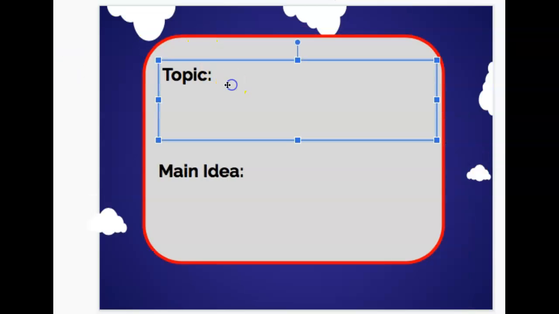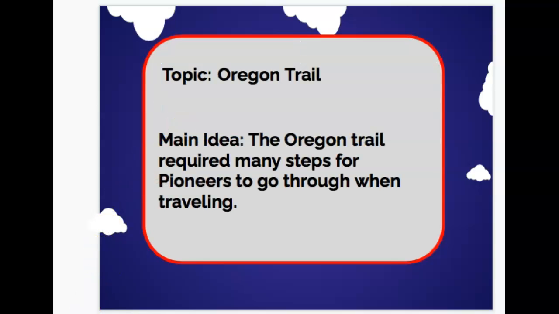Okay, so we need one word that the article was mostly about. It could be 1 or 2 words. The topic, which is the Oregon Trail, and I took my sequence of events, which gives me steps or a process in order, and I turned that into a main idea by saying the Oregon Trail required many steps, right? Here's my sequence of events for pioneers to go through when traveling.